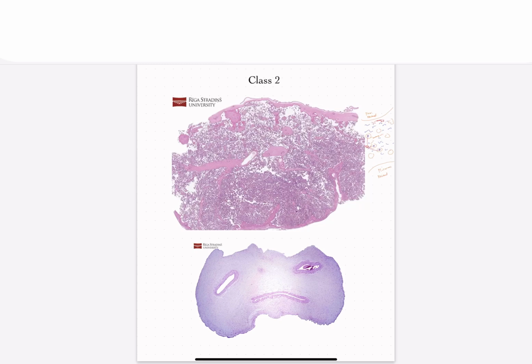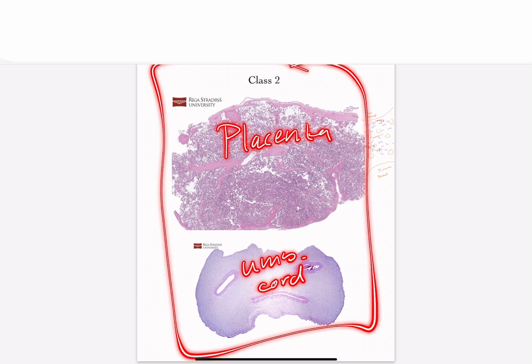We're getting into class 2 of Embryology for Colloquium 1. Let me just write it down so that it makes more sense. Colloquium 1. Here we're going to talk about the placenta and we're going to talk about the umbilical cord. Those are the only two slides for class 2.